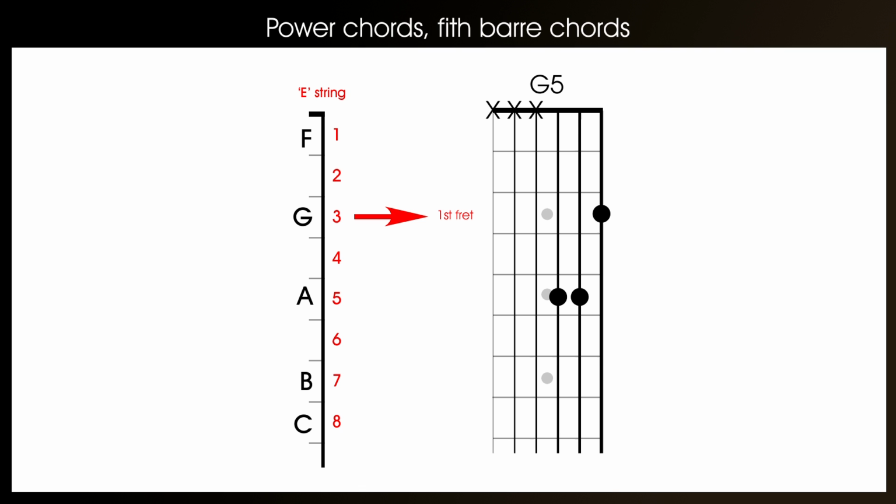So, if we were to play exactly the same pattern in the 5th fret, we would have an A5. And this is because the A is the 5th fret of the bottom E string. As another example, if you were to play the same pattern in the 1st fret, you'd be playing F5. And that's because the 1st fret of the bottom E string is F.